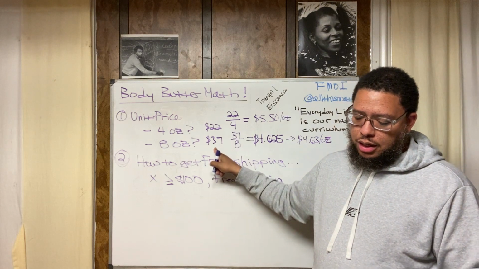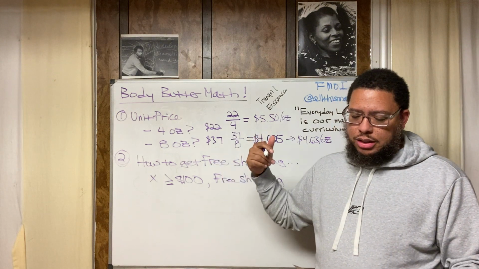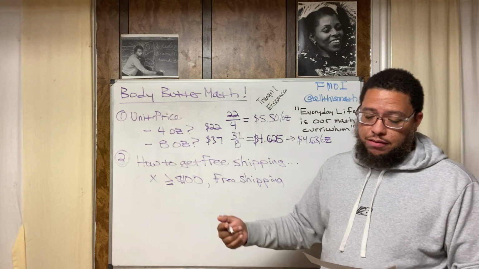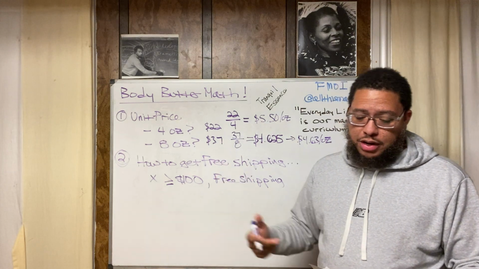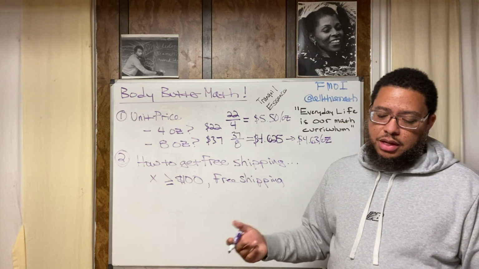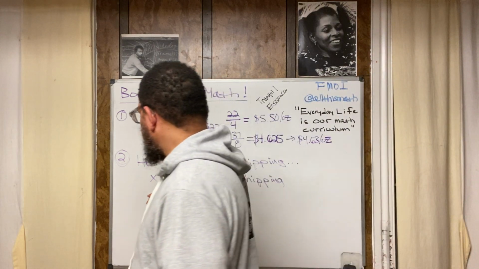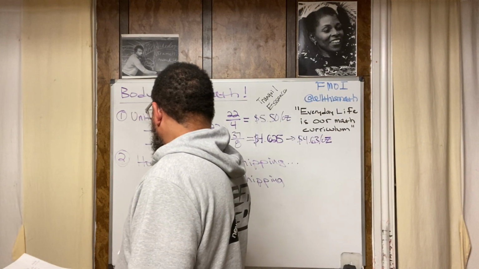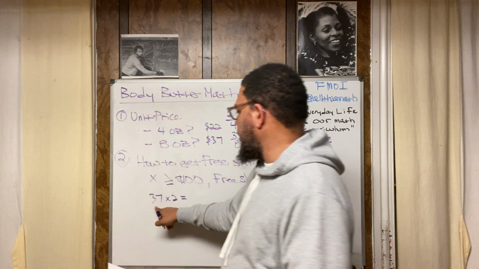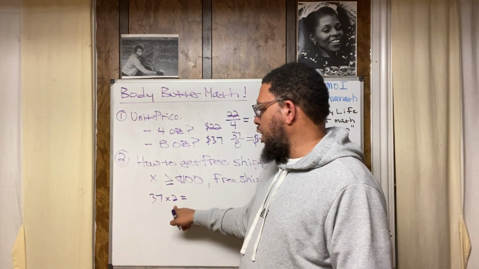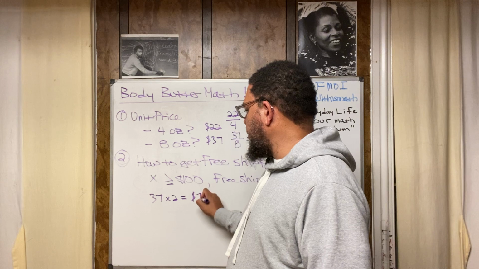So let's say I wanted to get a container of fresh green tea for $37, sandalwood rose another $37, and a sandalwood amber for another $37. If I only bought two of those, that's 37 times two. Is that going to put me over $100? Nah, because 30 times two is 60, plus 7 times two is 14. That would only be $74.